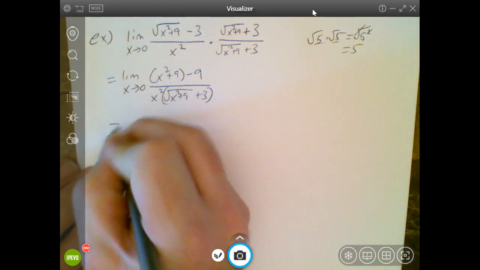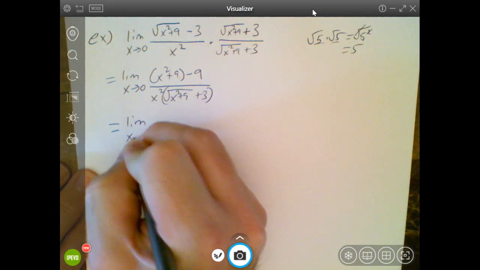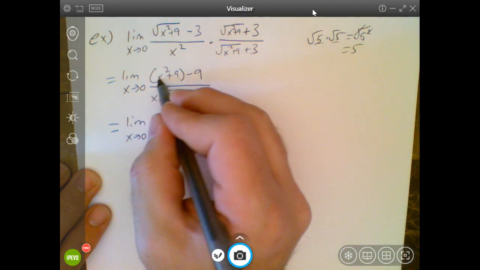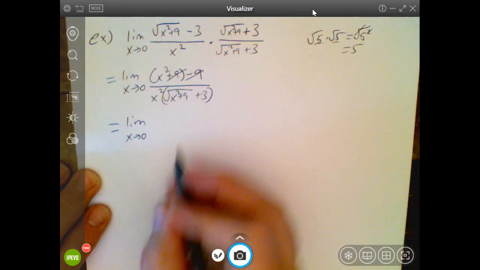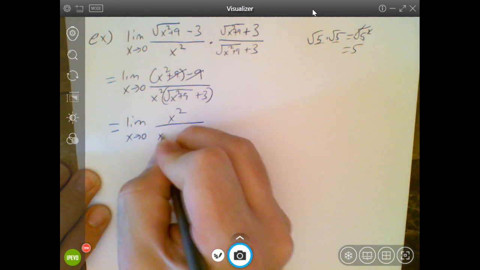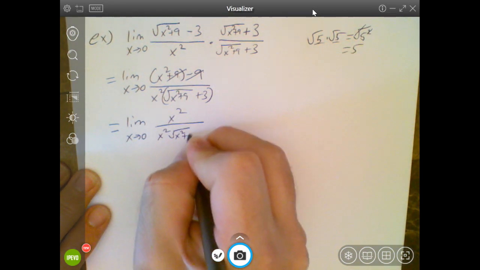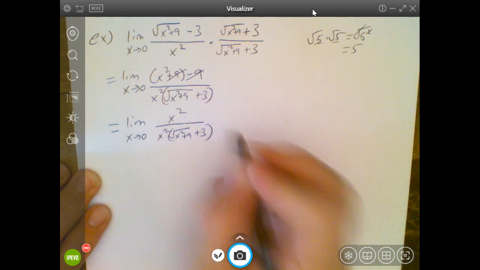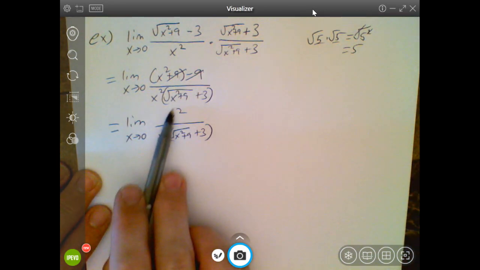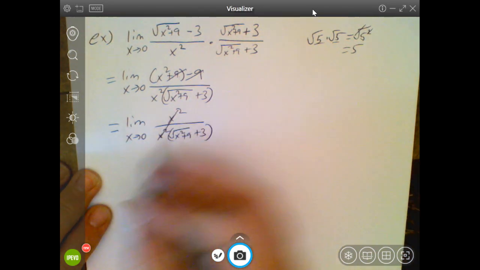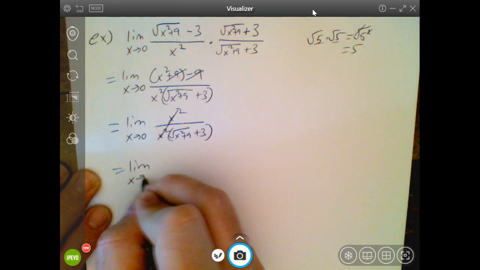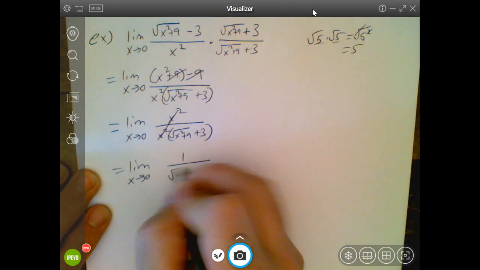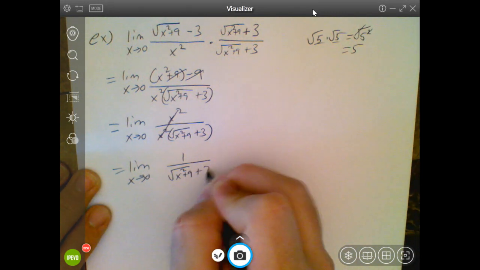So let's keep cleaning this up. This is going to be the limit as x goes to 0. X squared plus 9 minus 9, well, those cancel. That's convenient. Over the same exact thing, but now you can see that the x squareds actually do cancel out, leaving you with this step here. So 1 over the square root of x squared plus 9, plus 3.